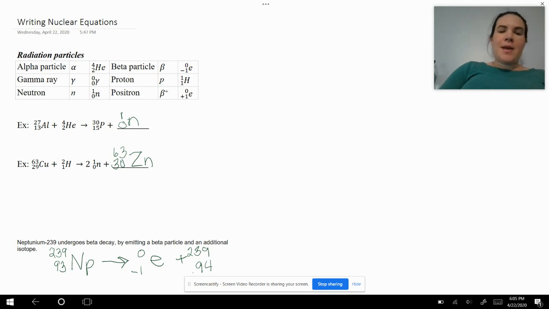And remember, it's the bottom number that tells us what element it is. When we check the periodic table, the next one, number 94, is Pu, which is plutonium. And that is our other symbol. So that's it. That's balancing nuclear reactions.